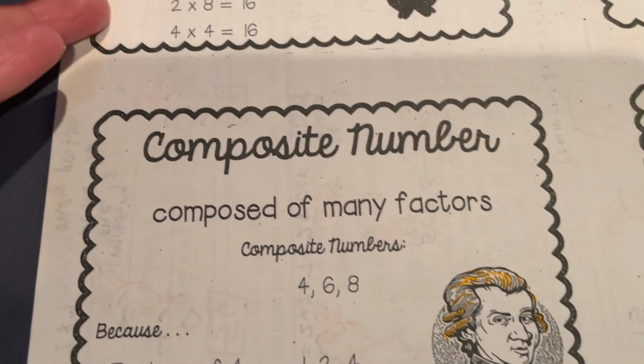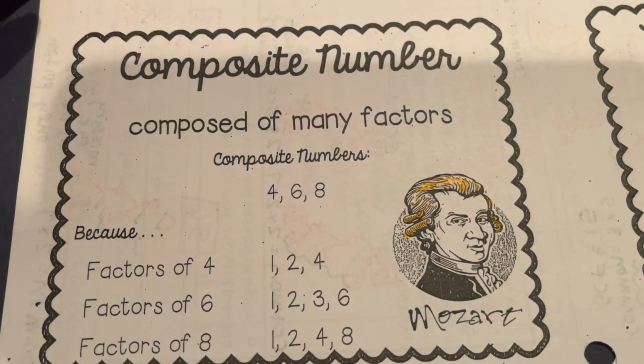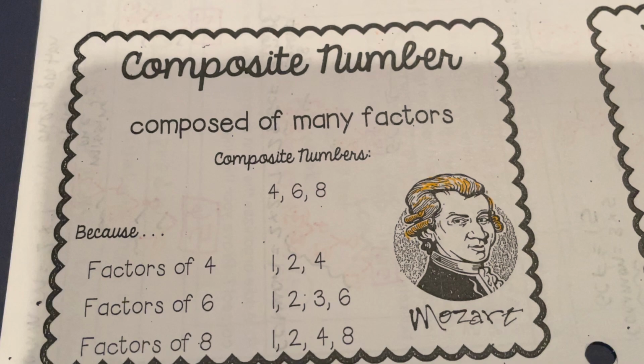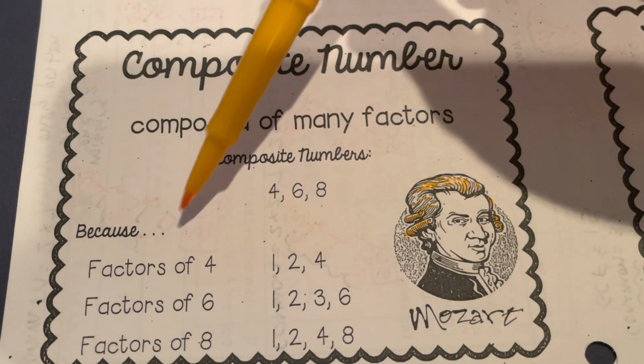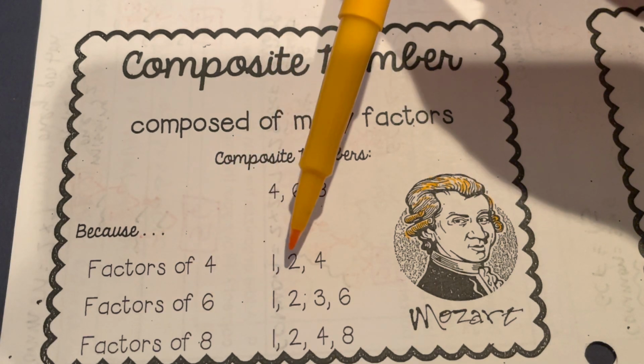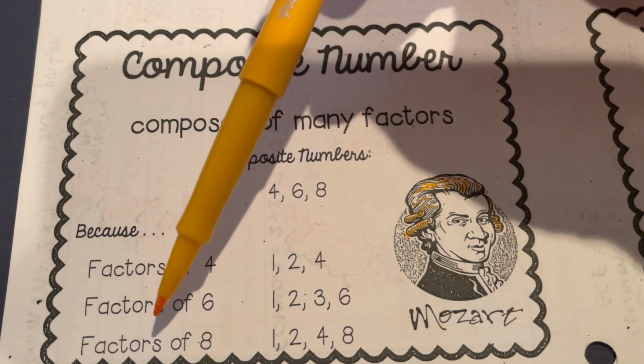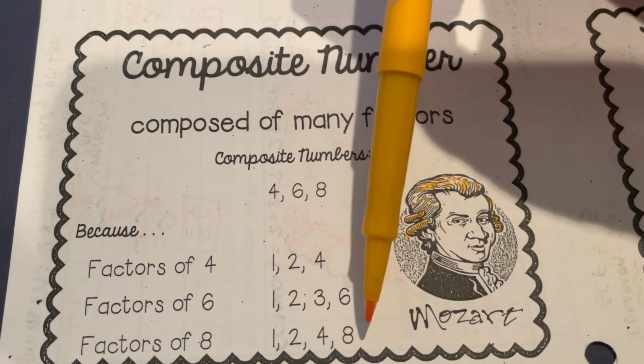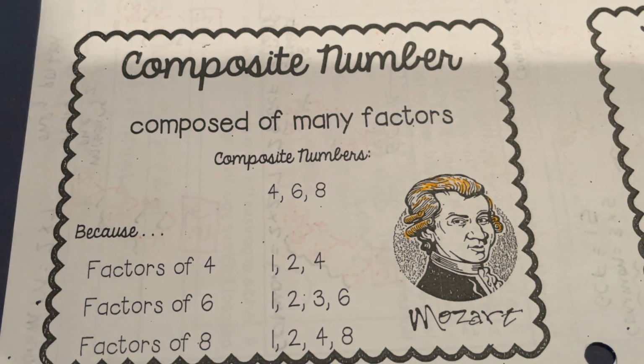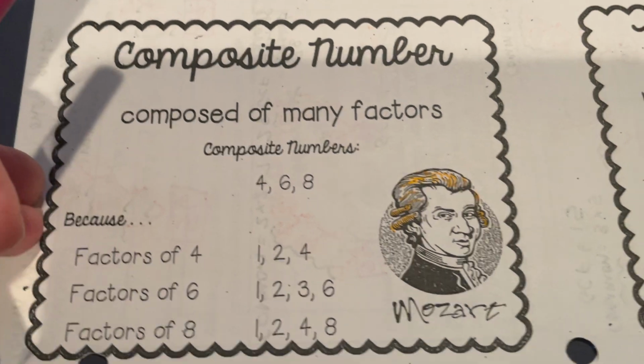There are many more. And then composite number is the opposite of a prime number. They're composed of many factors, like composite numbers. 4, 6, 8. Factors of 4 are 1, 2, 4. Factors of 6 are 1, 2, 3, 6. Factors of 8, 1, 2, 4, 8. So a composite number has many factors.